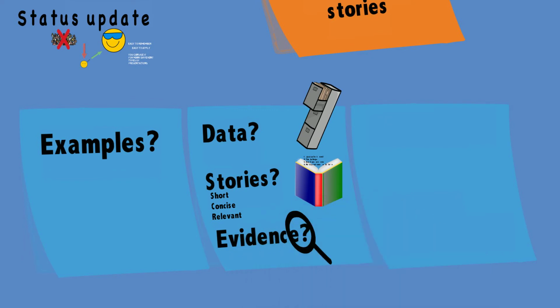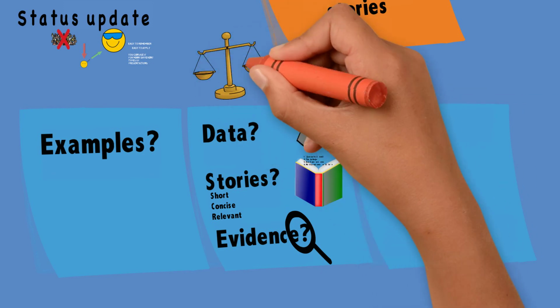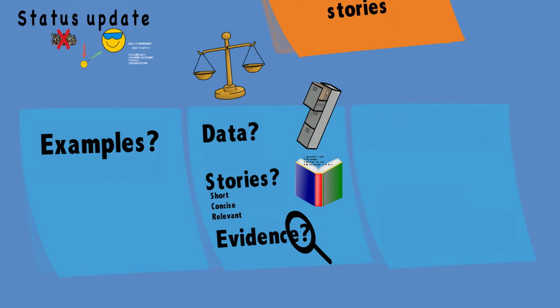To know how much of each to use, you need to first understand your audience. If they are more of a data-driven audience, then don't give them lots of stories. If they are a story or results-driven audience, then don't give them lots of data because you're going to lose their attention. If you don't know your audience, then include and balance data, stories, and evidence to increase the chances of engaging them all.